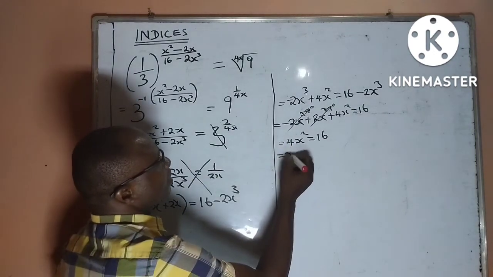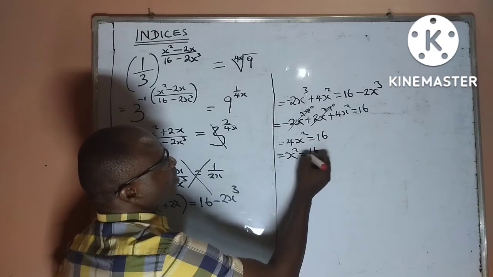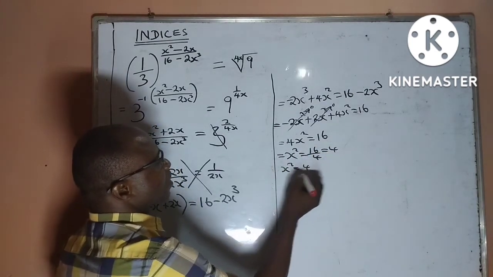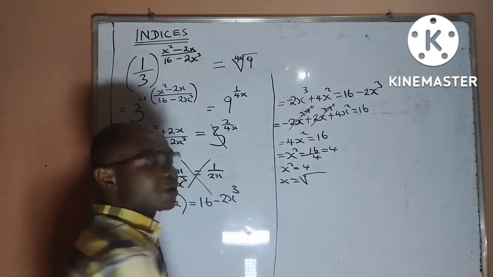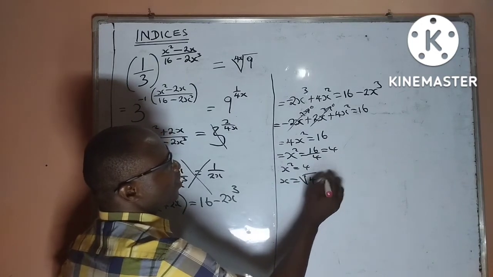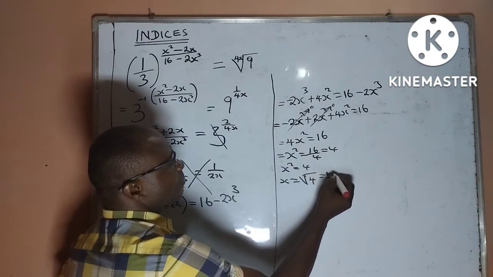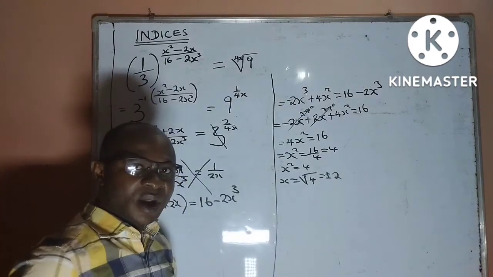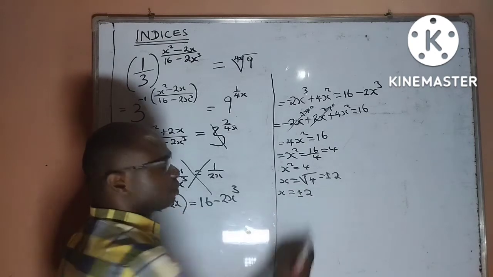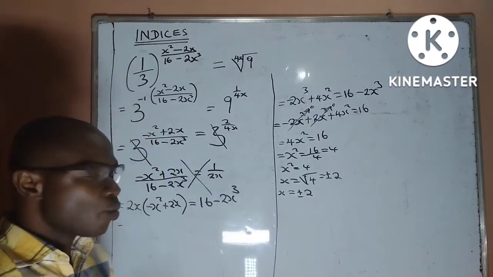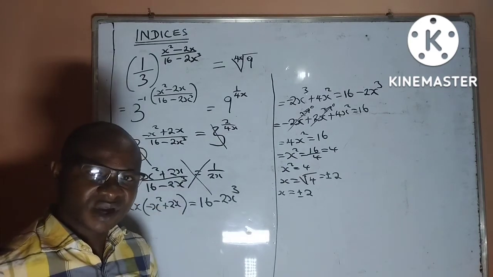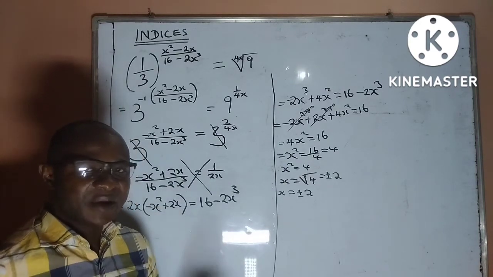This is going to be x raised to the power 2 equal to 16 over 4, which is 4, and the x squared, which is equal to 4, will now make me take the square root of both sides to have x equal to square root of 4, and that will give me plus or minus 2. We can now simply say that x is equal to plus or minus 2, but we need to know what is the exact value of x. Is it negative 2 or is it positive 2? How do we achieve that?